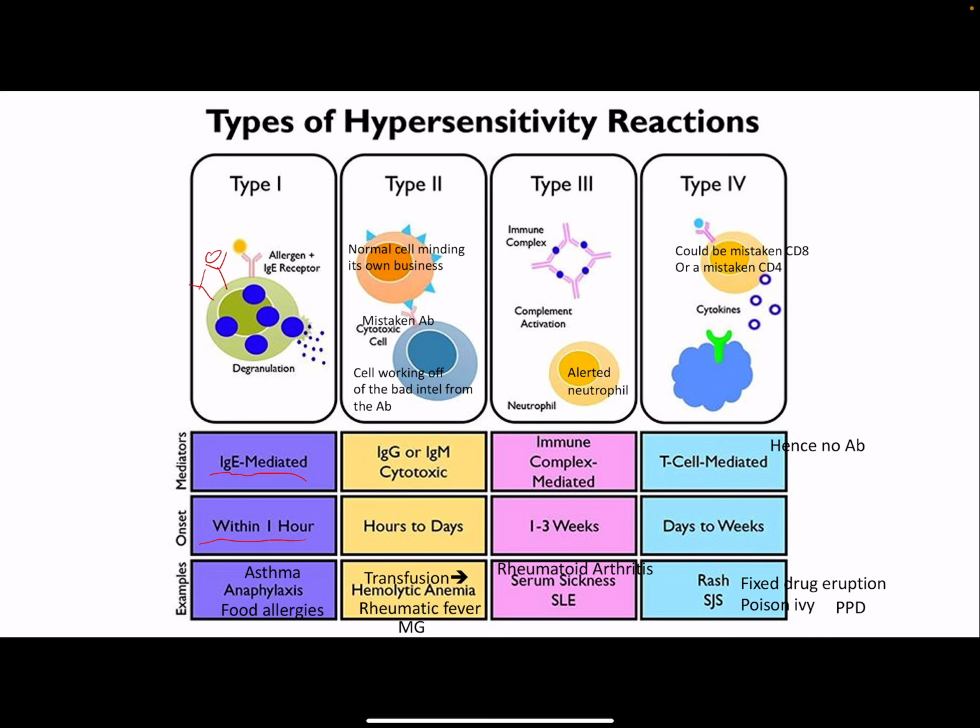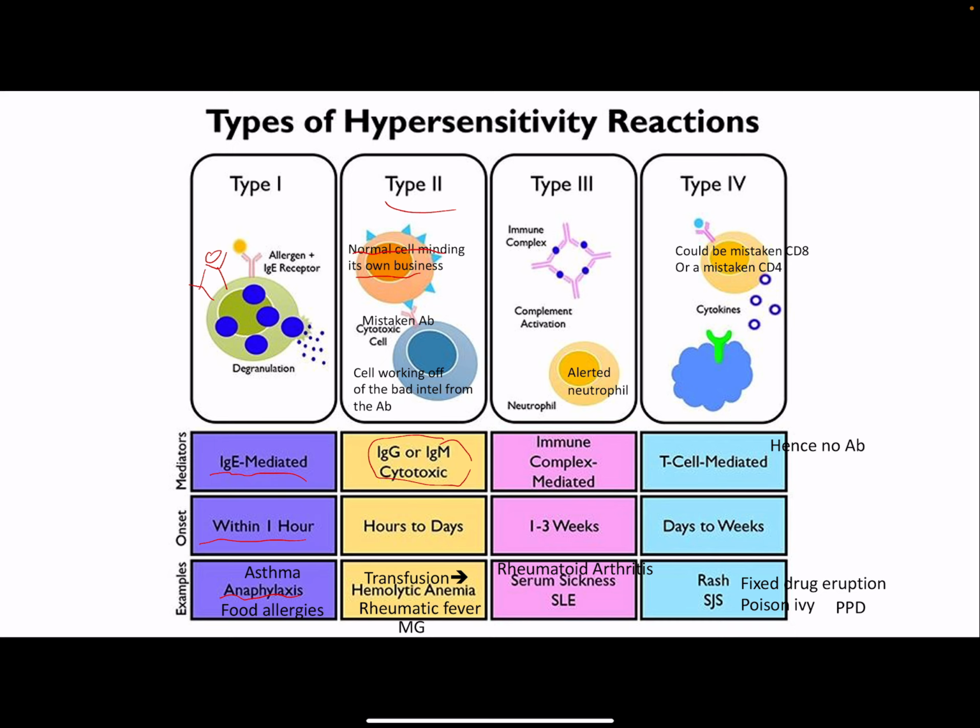This is really fast. Allergies, anaphylaxis, which is really just a systemic allergy, it is going to be really quick. Type 2 is going to be antibody mediated, so IgM or IgG. Specifically an antibody. So here's a normal cell minding its own business.